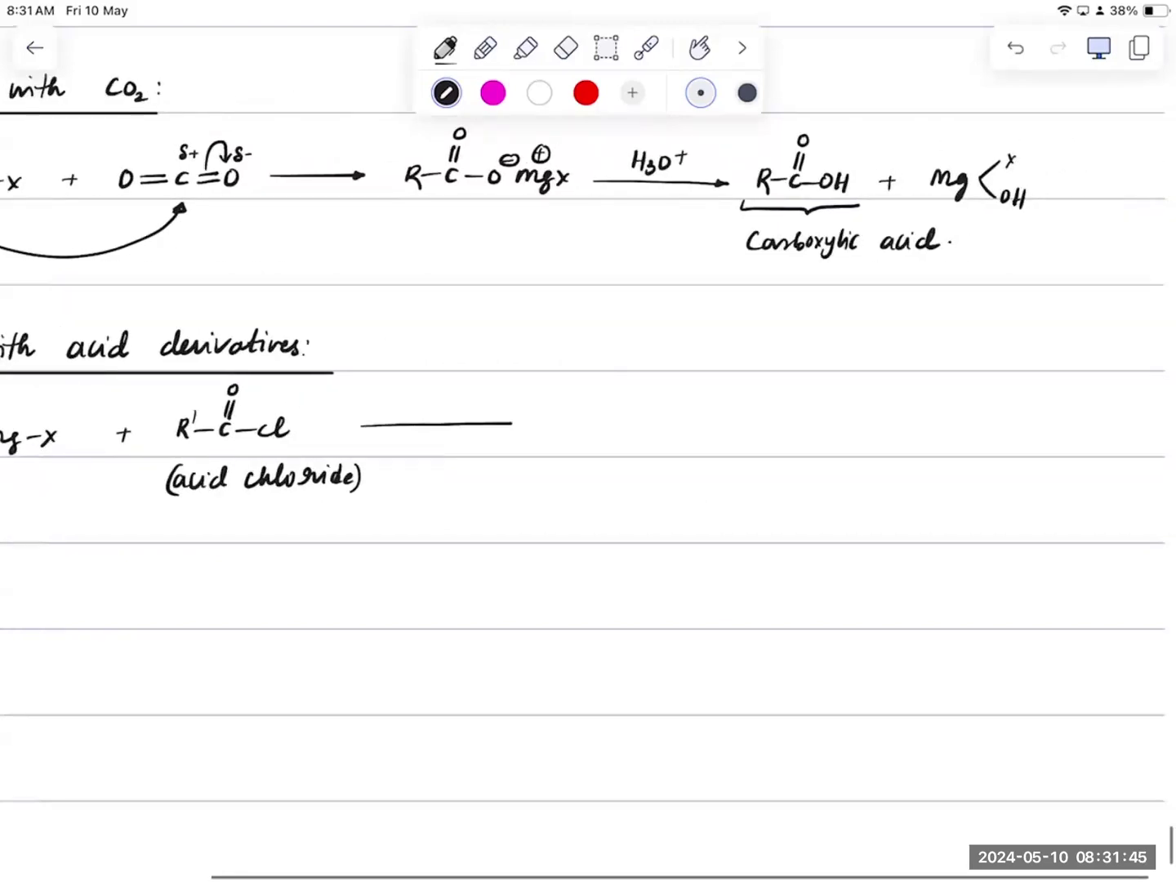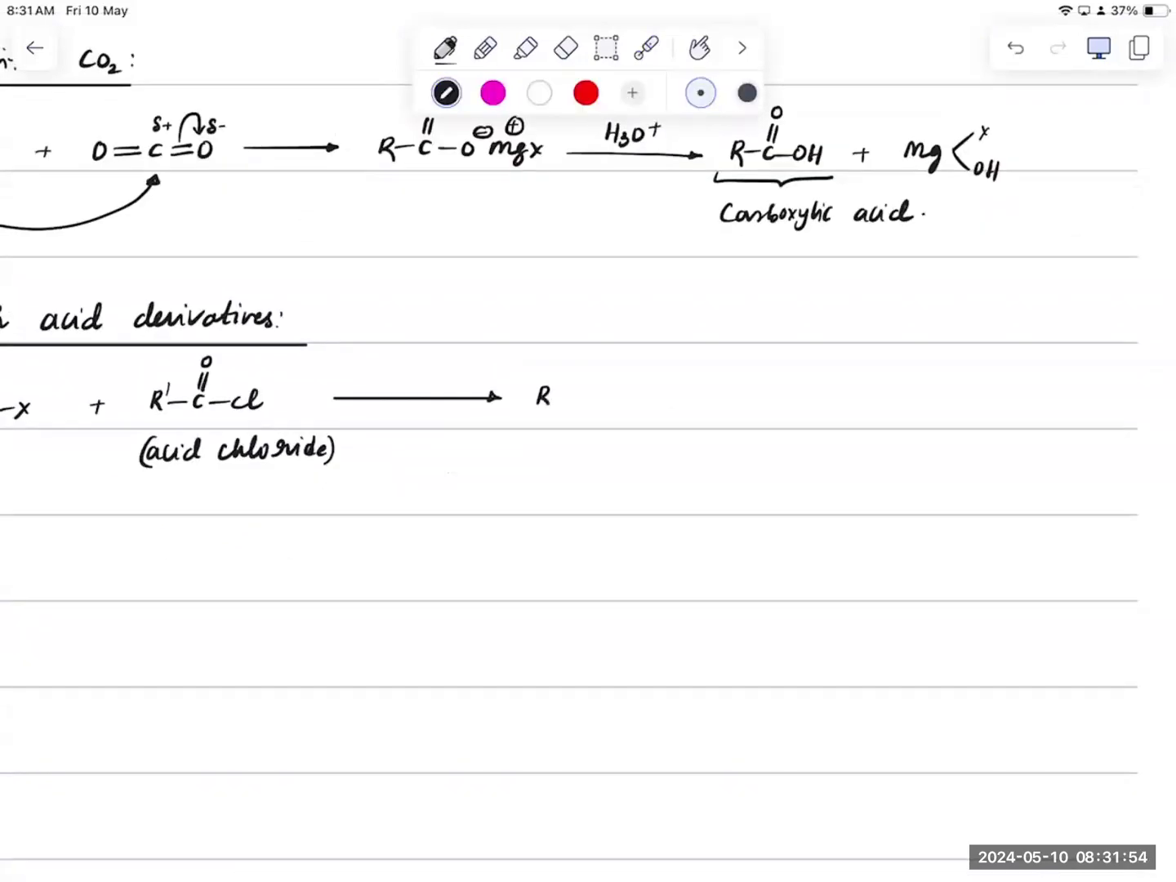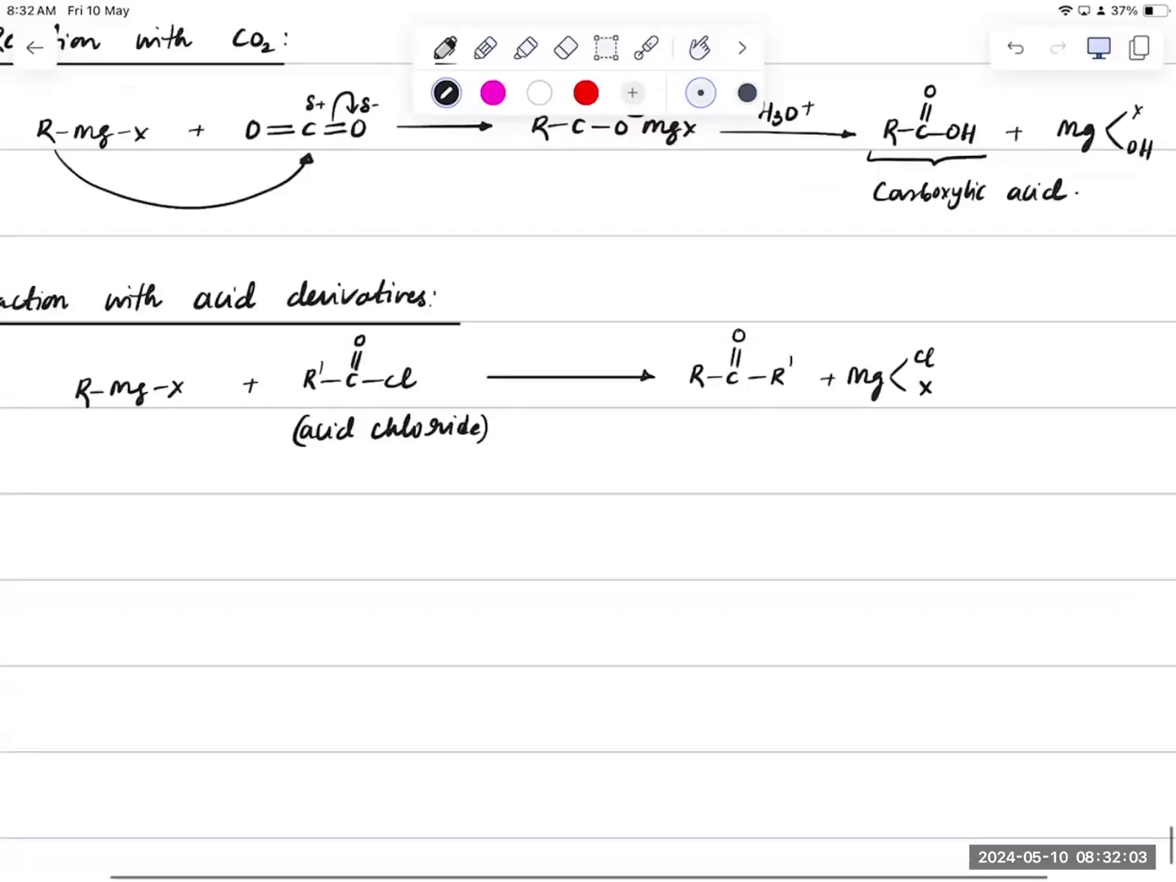If you treat with acid chloride here, you will notice that this R minus is attacking. The product which you'll get is R C double bond O R dash, plus chlorine will go away. So we'll get Cl and X.